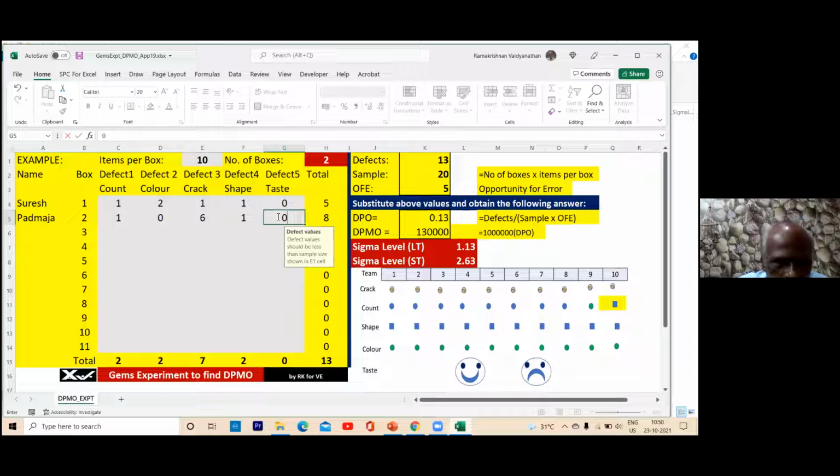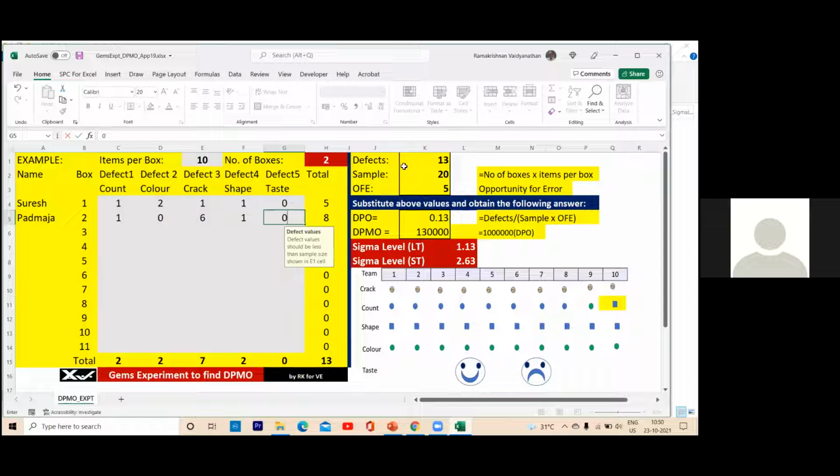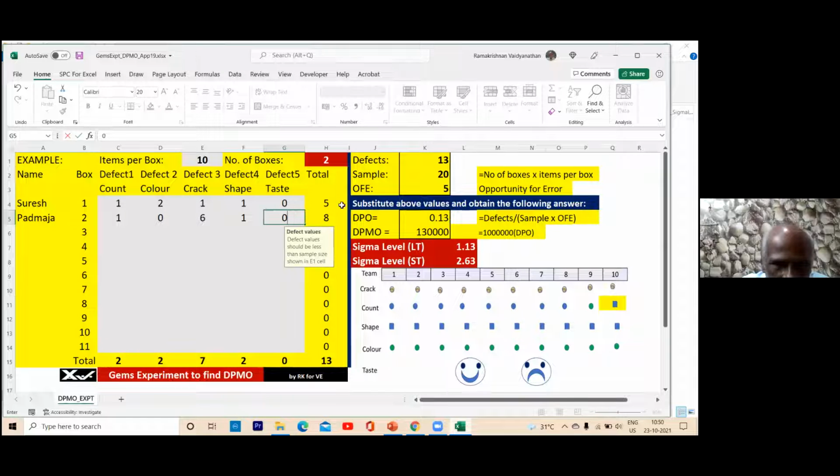Now you see here, boxes have increased to 2. So number of samples is 2 into 10 is 20. Now defects have increased to 13 because 8 was told by Padmaja. Suresh said 5 defects. So total 8 plus 5 is 13. It is tallied defect wise also. And opportunity for error is 5. Therefore, now DPO is 13 by 20 into 5 is 100. 13 by 100 is 0.13. So multiplied by 1 million, it is 1,30,000. And corresponding sigma level is marked here.